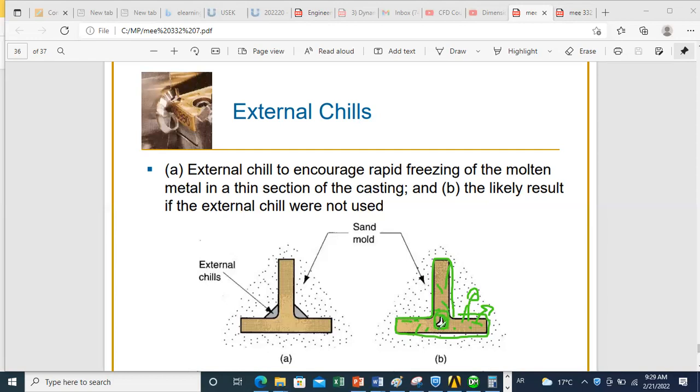To encourage solidification here and have it in a faster way, you can put what we call external chills. When we put chills here, they will create a cooling effect close to this critical zone. Because of this cooling effect, you will have a loss of heat towards these external chills, and this will help you avoid formation of cavity. This is the idea.